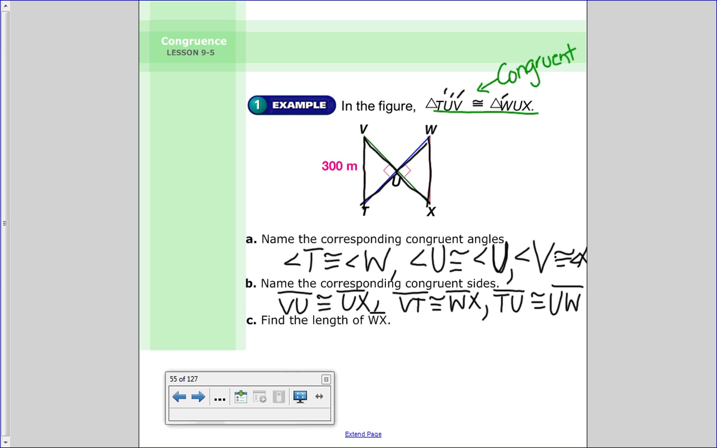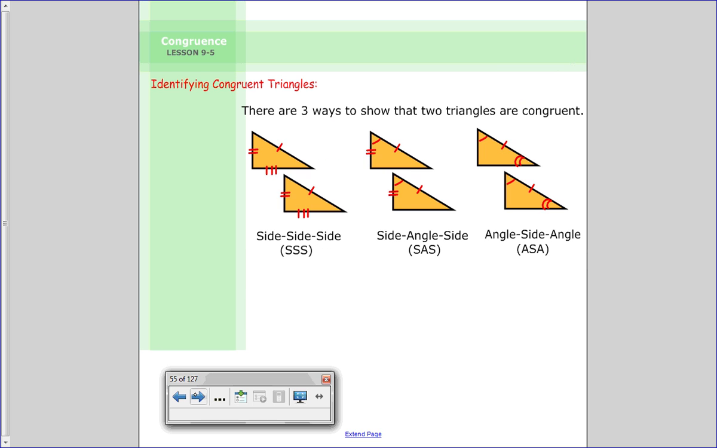There we go. So now, using this information, we know all the sides and all the angles are congruent. They say find the length of WX. So we need to find out how long this is. Well, we can go back to what this says. WX is congruent to segment VT. If they tell us VT is 300 meters, that would mean the segment WX is also 300 meters because they're congruent.